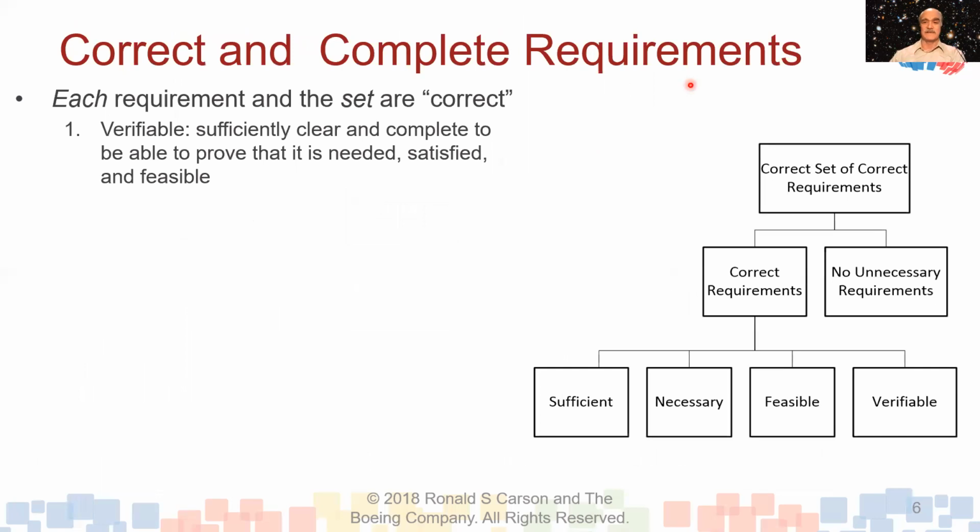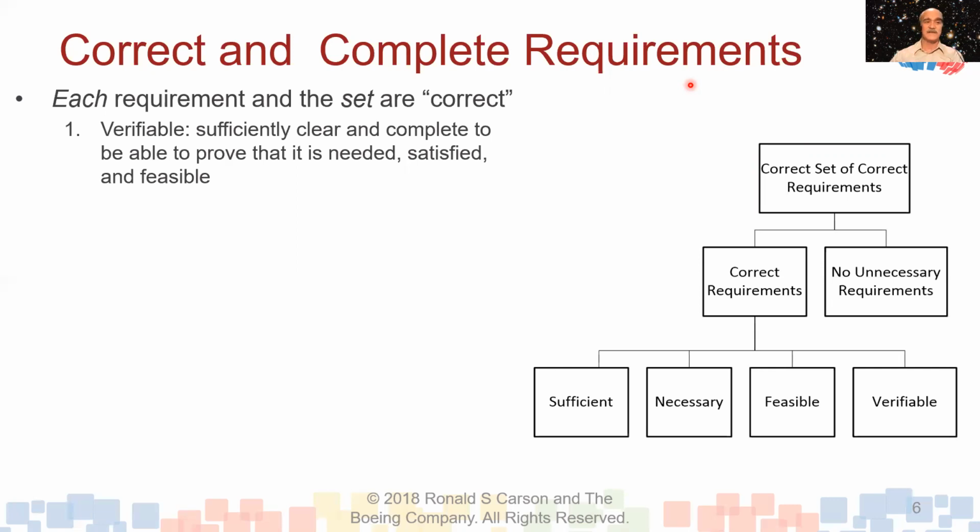Correct and complete. Each requirement and the set are correct. So correctness inherently includes completeness, since an incomplete set of requirements cannot be correct. That's a type 2 error for omission. So that's why we talk about a correct set of correct requirements, and that implicitly includes the idea of completeness.